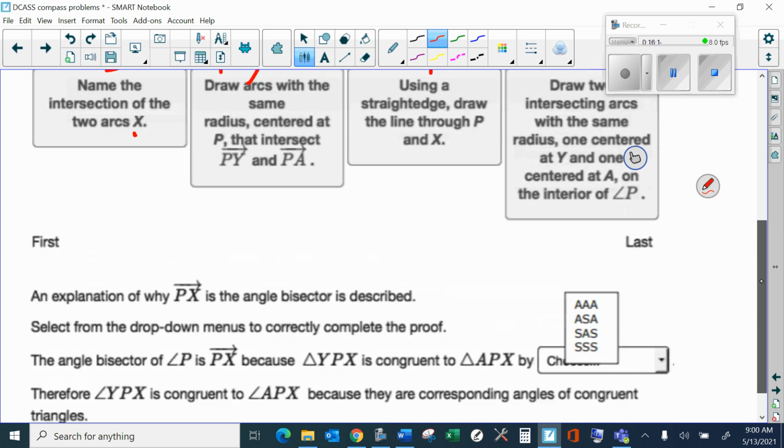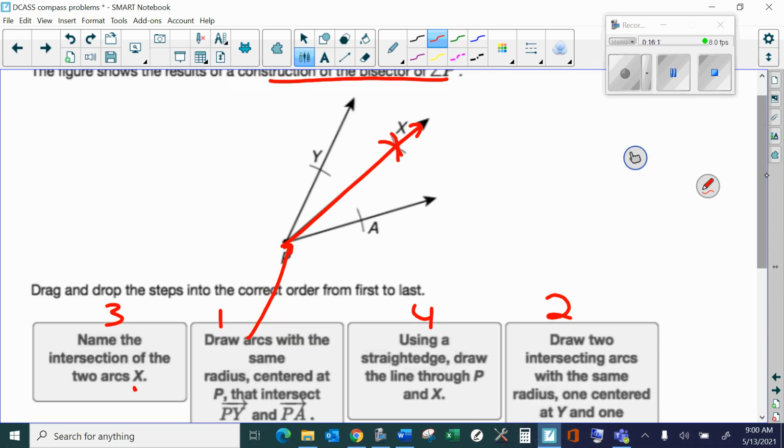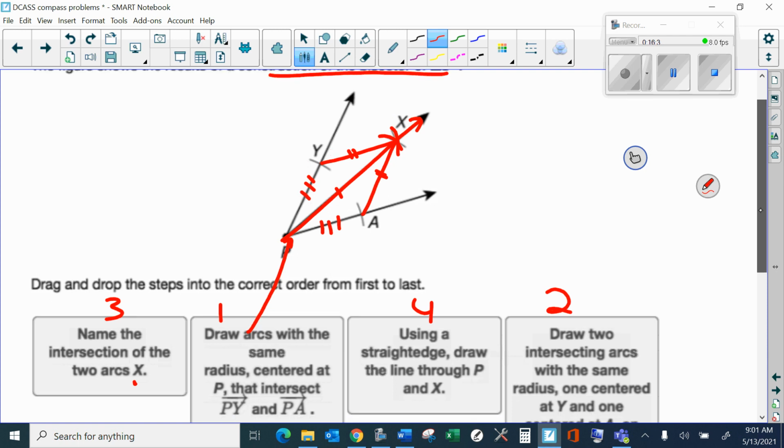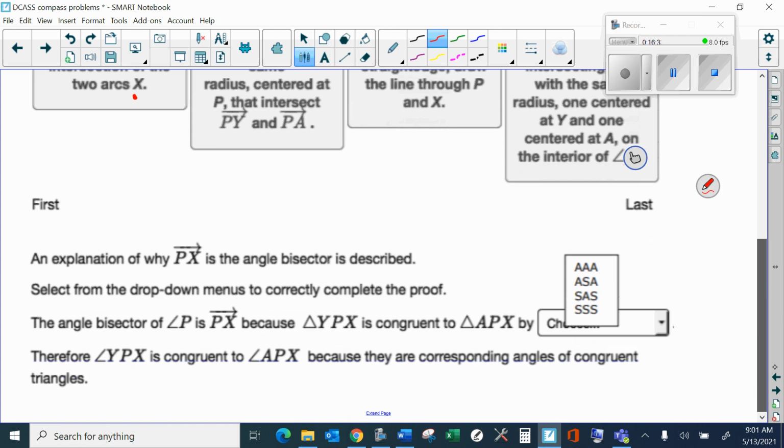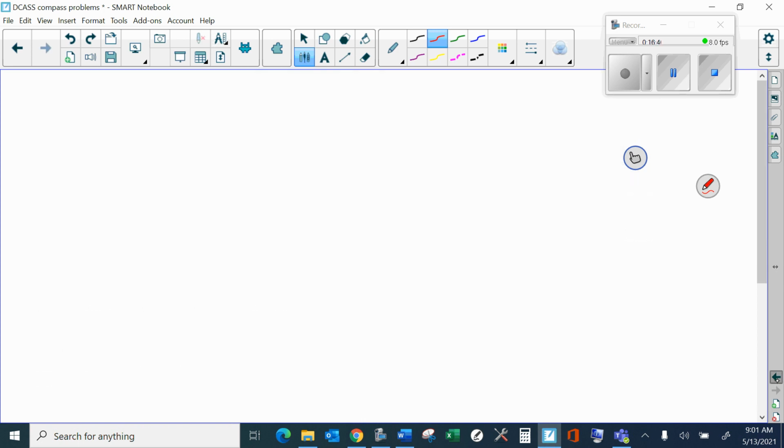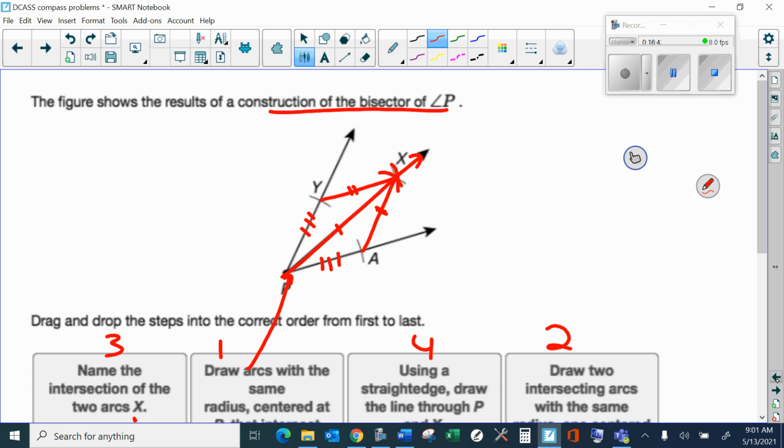So we talked about why it's going to be congruent. Remember, that is going to be congruent to that. This already is congruent to this, and that's congruent to that. So we have the two triangles are congruent by SSS. All right, that does it.